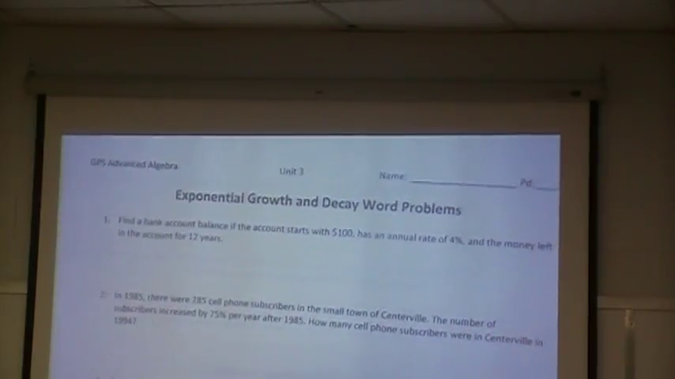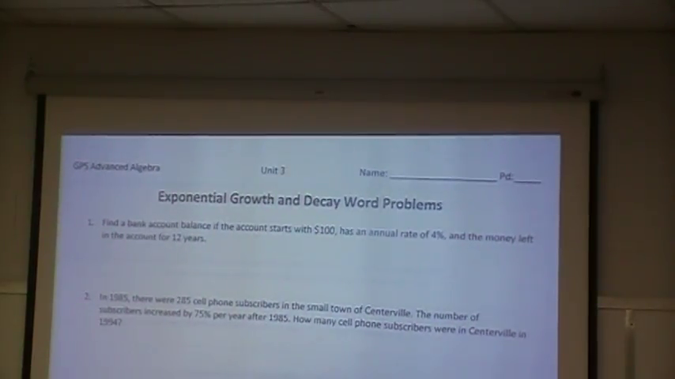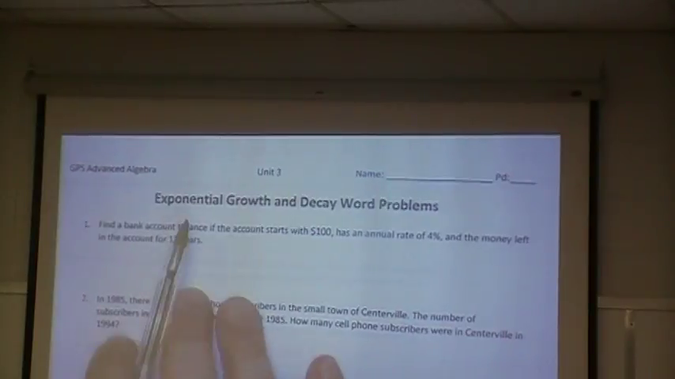I was nice and I didn't make you write out the word problems. I could have put them on Google Classroom, but start out, I think we'll just look at it. It says find a bank account balance. If the account starts with $100, has an annual rate of 4%, and we want to know how much money is going to be in there for 12 years. So the first thing is, at the top, let's put this.